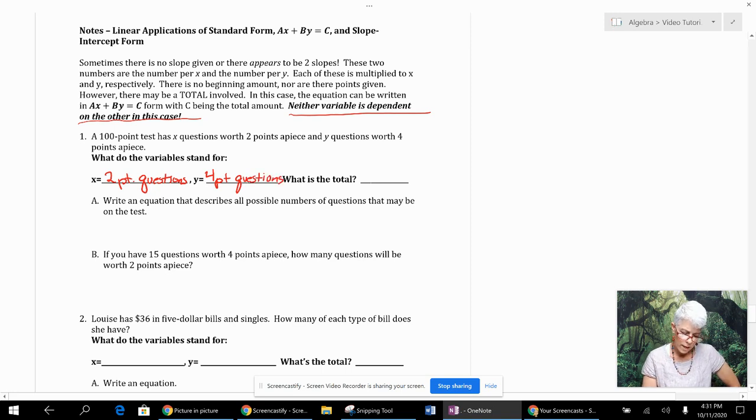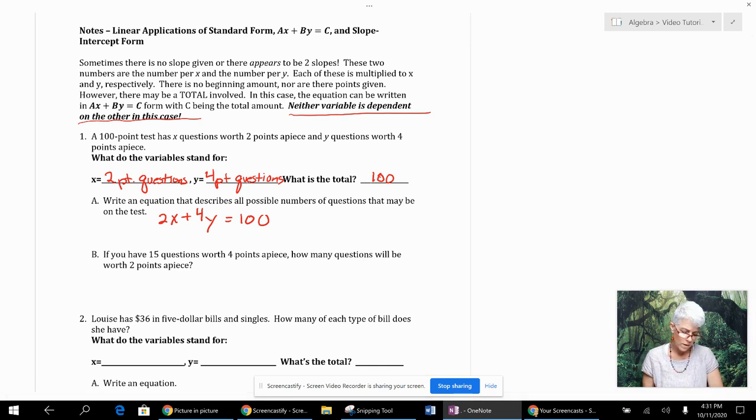And what is the total? They gave us 100 as the total. So we're going to do 2-point questions times the x. That's going to be our coefficient for the x. And the 4-point questions will be our y. And together they will equal 100. Now again, there's nothing really that we can do with this equation until we're given more information, which we are in the second part of this problem.